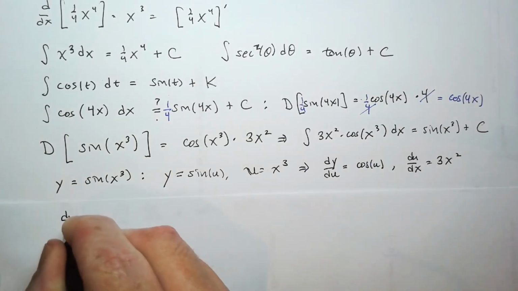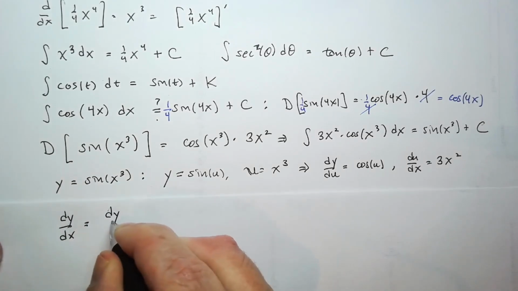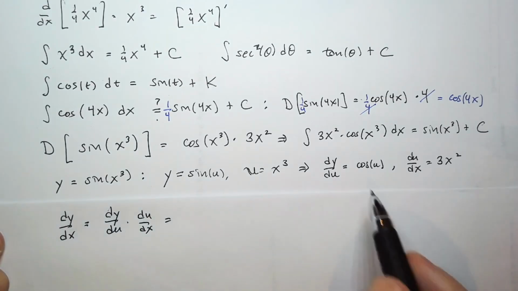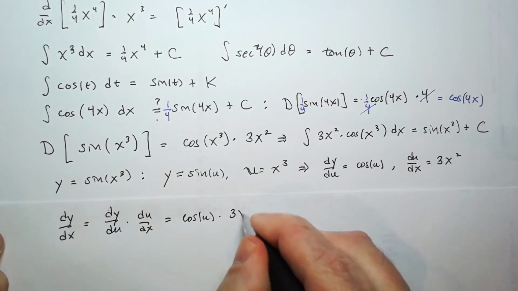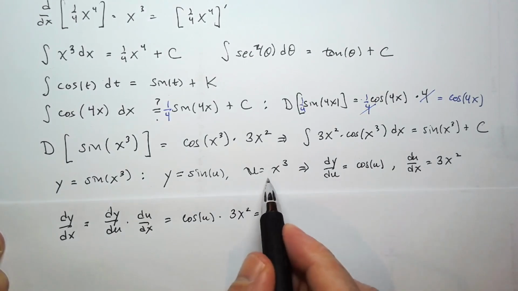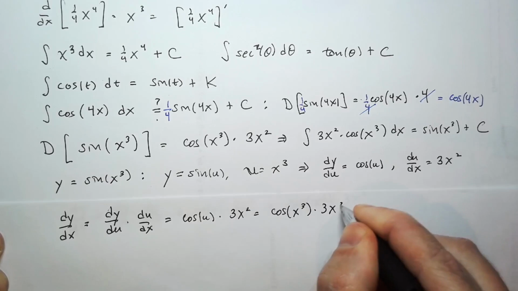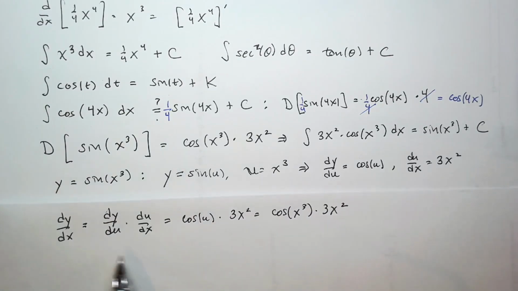So writing down the Leibniz form of the chain rule, dy dx should be dy du times du dx, which in our case would be cosine of u times 3x squared, but u was x cubed, so this becomes cosine of x cubed times 3x squared, and this gives us the same answer we had before. Now in practice, we don't typically use this Leibniz version of the chain rule to compute derivatives, but this idea might help us find certain antiderivatives.